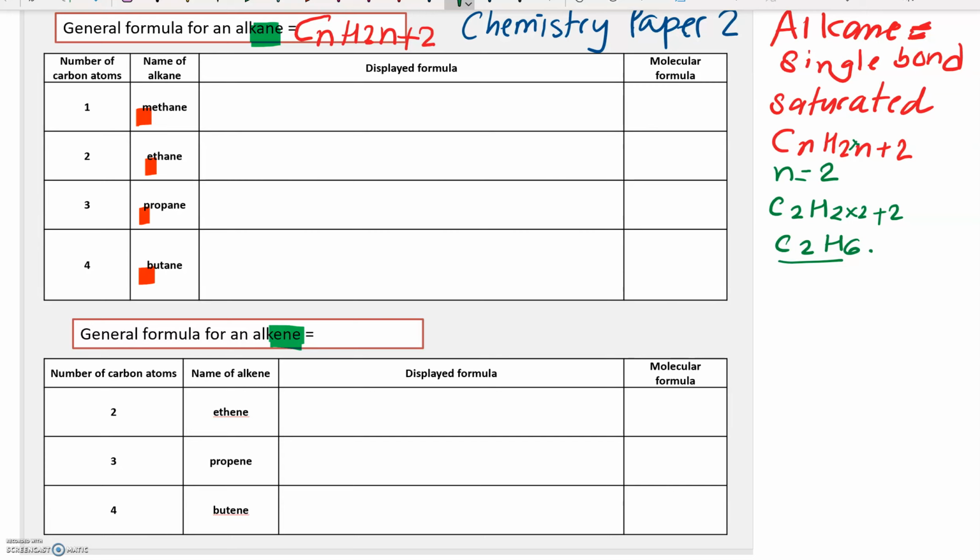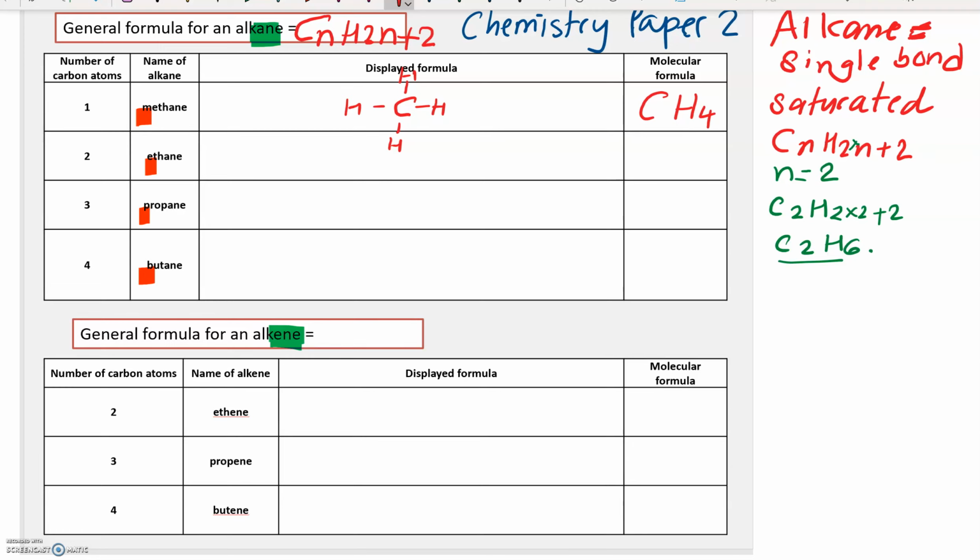So what does a display formula mean? Students get really confused in the exam when they've been asked to draw a display formula or write a molecular formula. They tend to mix the two together. Display means you actually draw every single bond. So if I was to draw methane, I've got one carbon, and carbon has a valency of 4, so it can form 4 bonds. Each one of these is connected to a hydrogen. Hence the molecular formula is CH4. So I've got one carbon and 4 hydrogens.